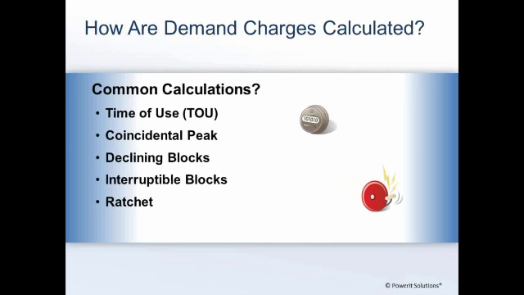There's declining blocks of power, which would be someone who might enter into a contract agreement where they agree to buy, let's say, 1,000 kilowatt hours of power at a given price, and then anything above that 1,000 hours of use would drop to a little lower price. There's interruptible blocks of power.